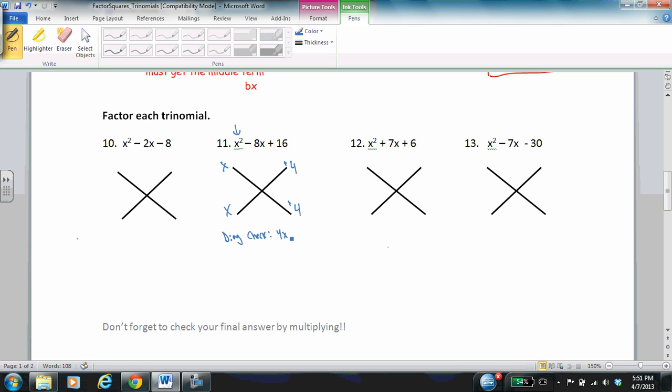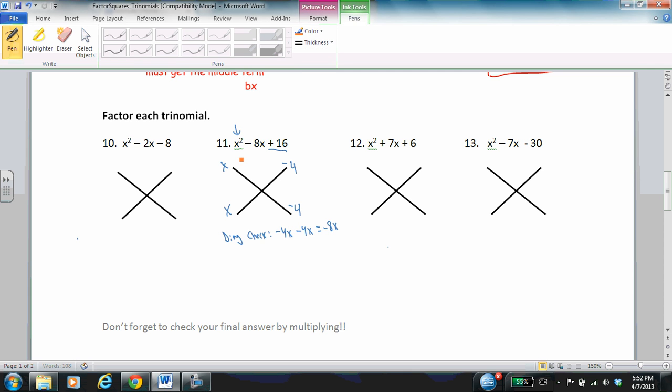That's 4x plus 4x looking across the diagonals, which is 8x, which is not right because I need negative 8x. So what could I do? How could I fix that? Well, I could use negative 4 and negative 4. That's right, because those still multiply to give me positive 16, but they add, when I do the diagonals, negative 4x minus 4x to give me negative 8x. Excellent.